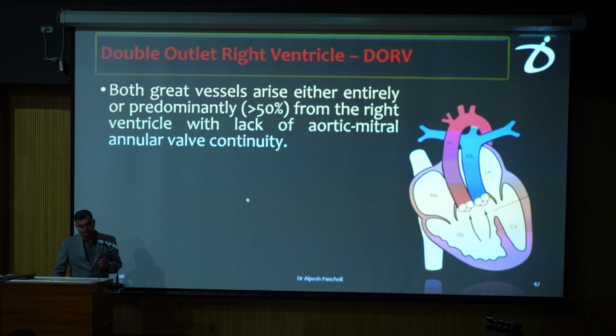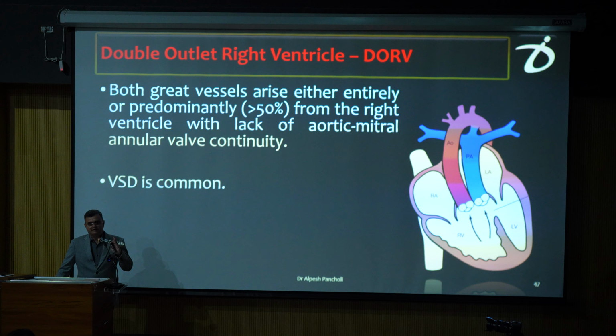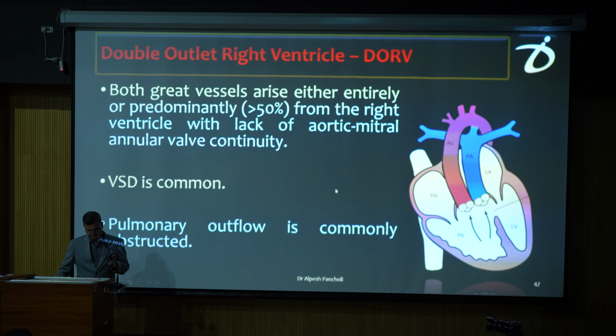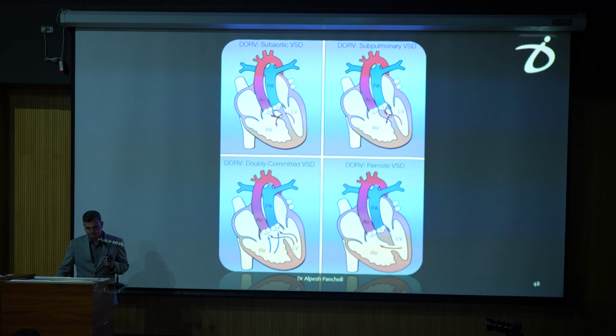So what is DORV? Where both great vessels are arising entirely from the right ventricle, or predominantly whenever there is override. But if it is more than 50%, that is also considered as arising from the right ventricle. But the important factor here is loss of aortomitral continuity. So associated with aortoseptal discontinuity, here we also have aortomitral discontinuity. VSD is almost always present. Pulmonary outflow is commonly obstructed.